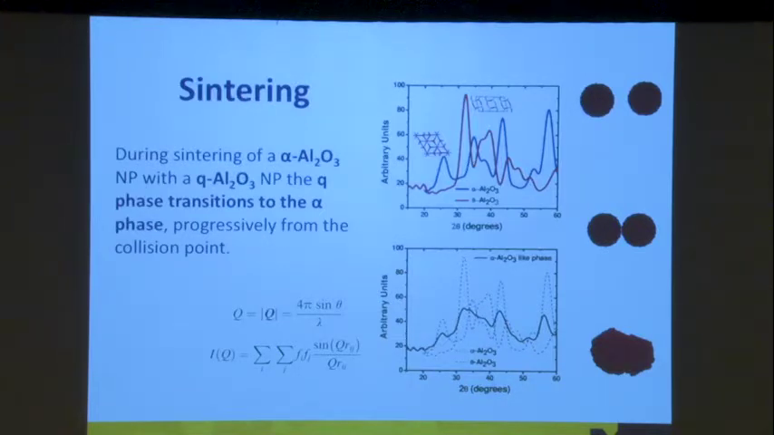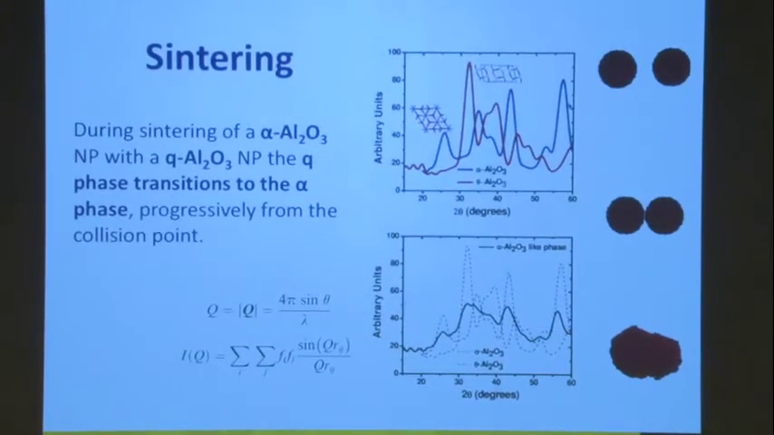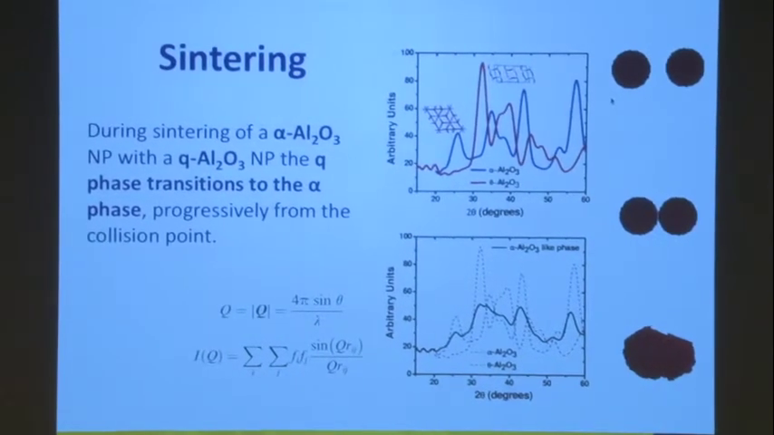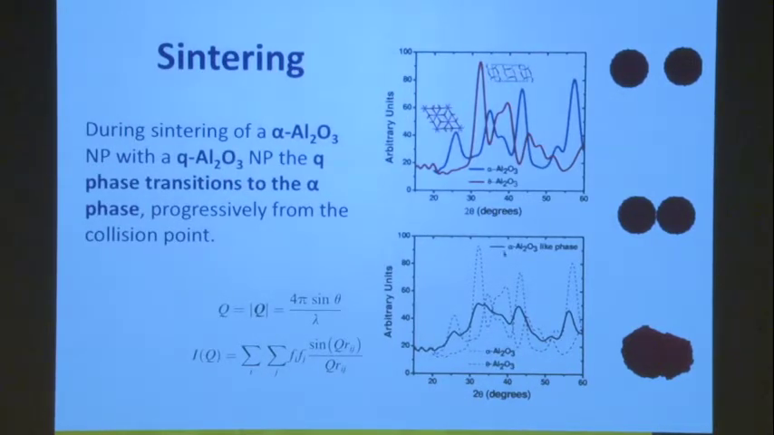This is just showing you exactly what I told you before. In the sintering, you have alpha nanoparticles with theta. The theta phase nanoparticles transition to alpha, basically. And so your final blob is going to be something that looks like this, compared with XRD.